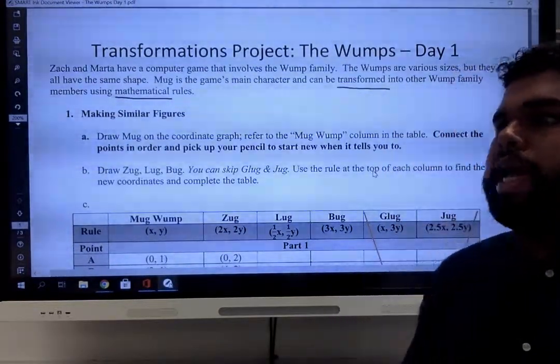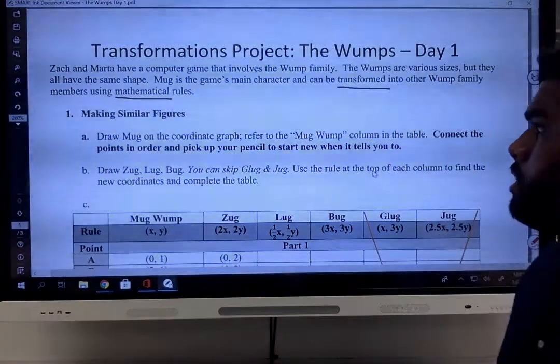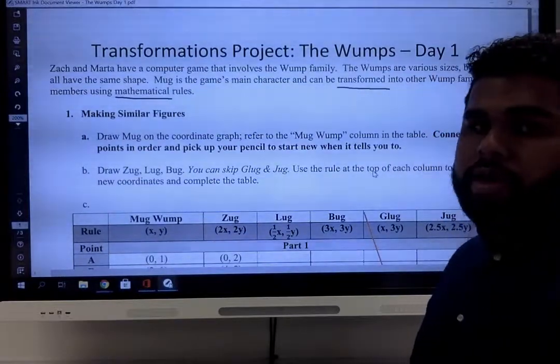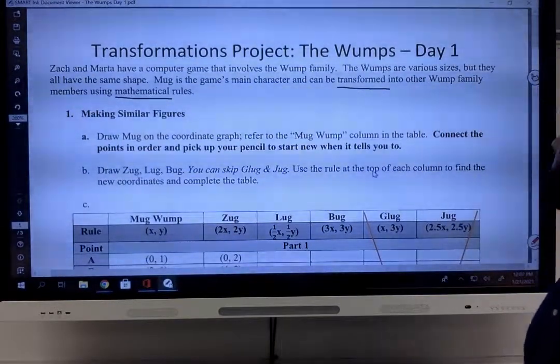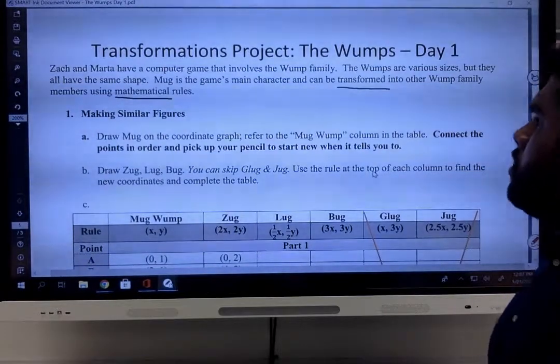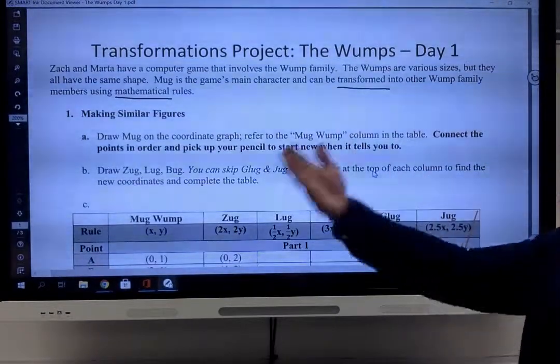So we are starting a little project that goes over transformations. Okay, so let's read. Zach and Marta have a computer game that involves the Wump family. The Wumps are various sizes, but they all have the same shape. Mug is the game's main character and can be transformed into Wump family members using mathematical rules.